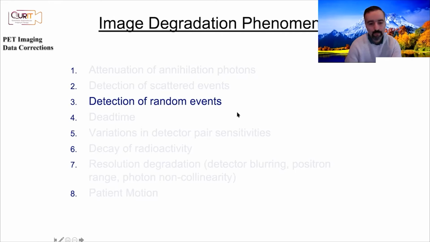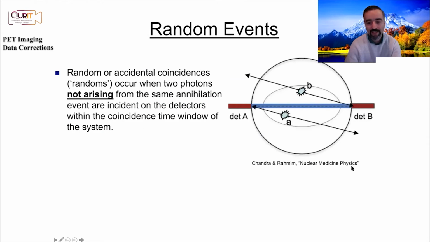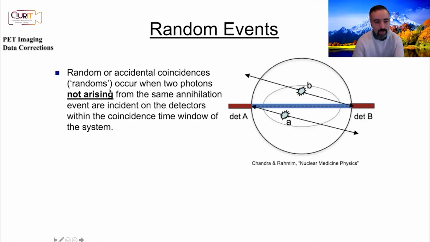All right. So random events. What are random events? So random events are actually unique to PET imaging. We don't have this issue or challenge in single photon imaging. And they're also called accidental coincidences or just randoms. So this occurs when you have two photons not from the same annihilation event, independent events.